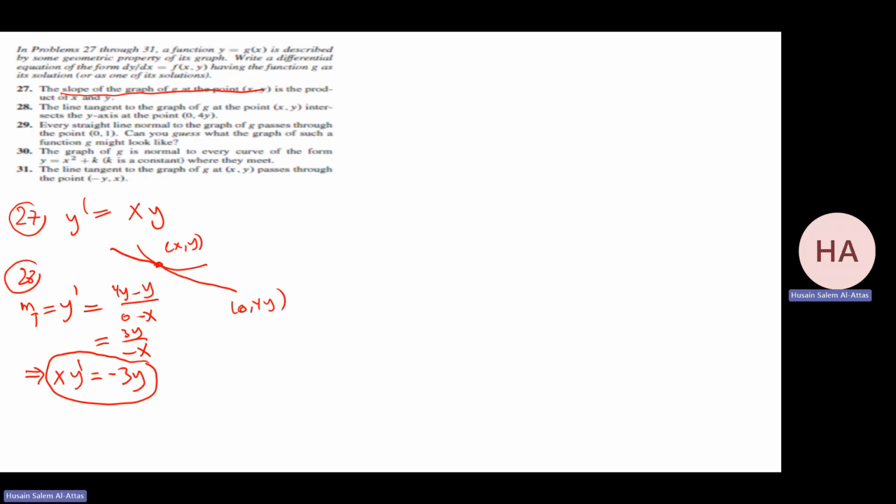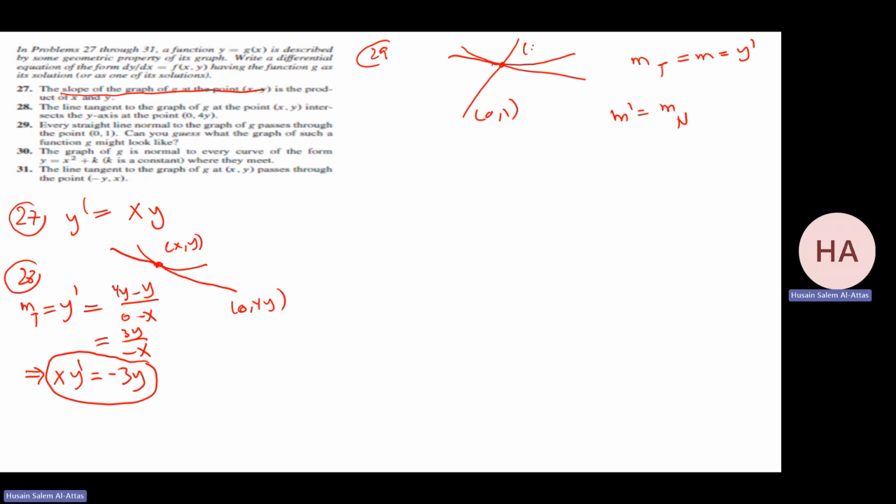Okay, 29. Every straight line normal to the graph of G passes through the point 0 and 1. So you have a graph function, who cares? 29. I have a curve, okay. I'm not looking for the tangent line. I'm looking for the normal line passing through the point 0 and 1. Okay. What I have, I know if M tangent, call it M, which is y prime. I know, let me call M prime the slope of the normal.